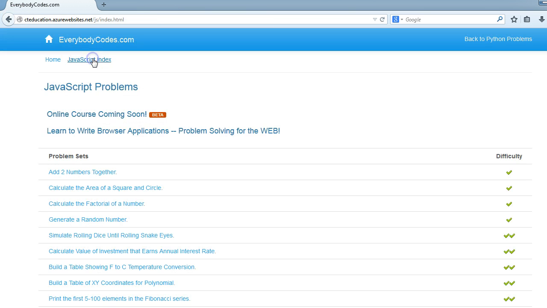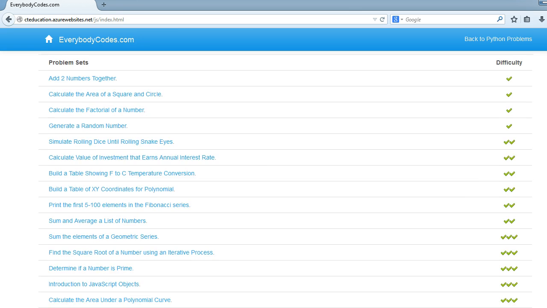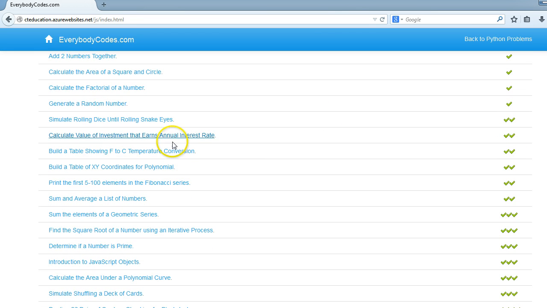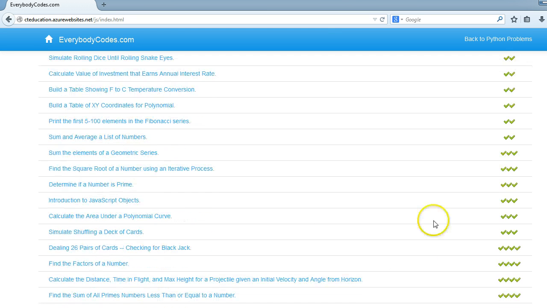Let's go back and look at some other examples that we can do. Basically, we're going to learn to write code for all of these problems. We can show a table of Fahrenheit to Celsius conversions or calculate the sum and average of numbers. We can use geometric series. We can determine whether a number is prime. We can calculate the area under a polynomial. This is something we'll do in calculus often, and instead of using integration, we can use computational methods.